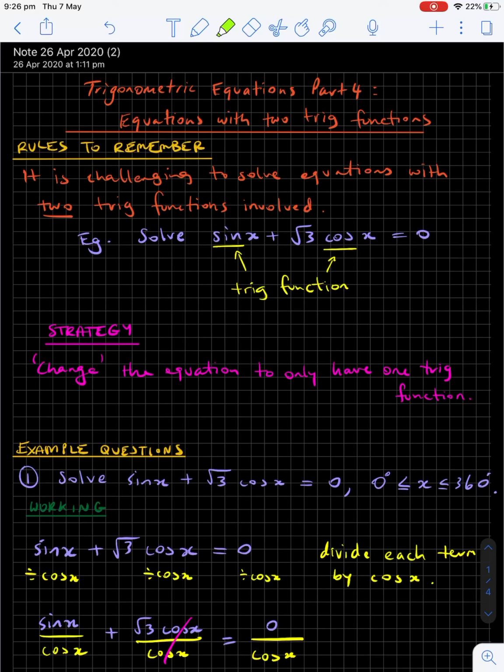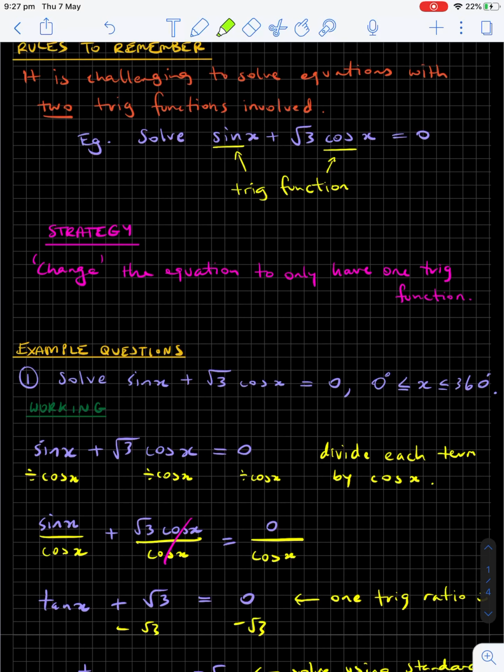But what if I've got an equation like this, where it's sine of x plus root 3 times cos of x equals 0? This becomes significantly harder because we're dealing with sine and cos in the one equation. So the strategy is to change the equation to only have one trig function. We've got to somehow work with these sines and coses to change them up so that only one trig function is seen. Once you've only got one, you can isolate it and use the basic methods to solve it.